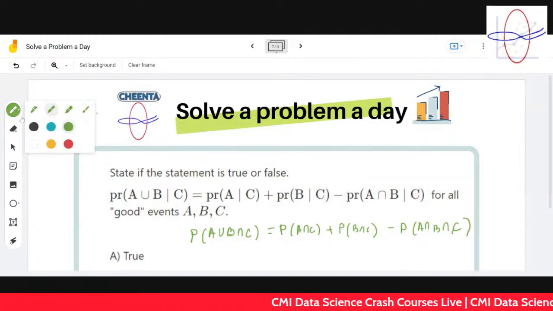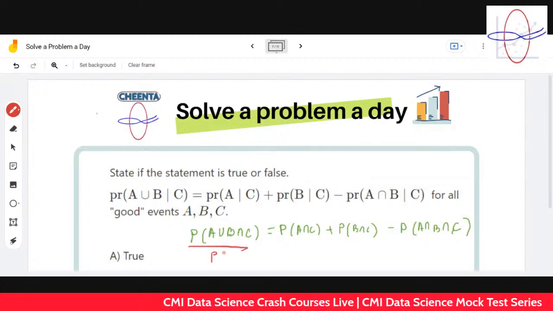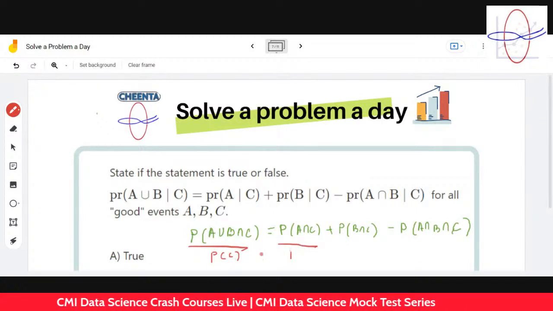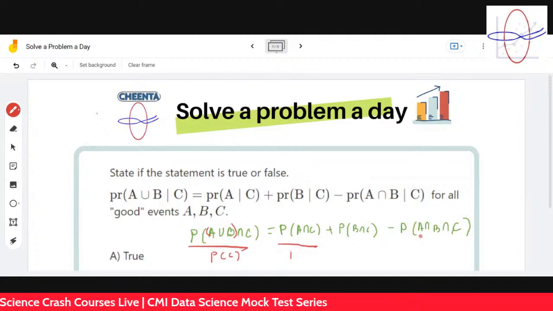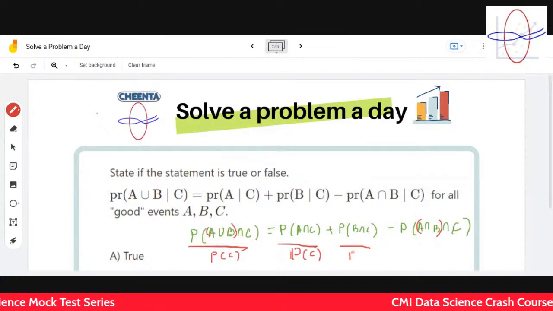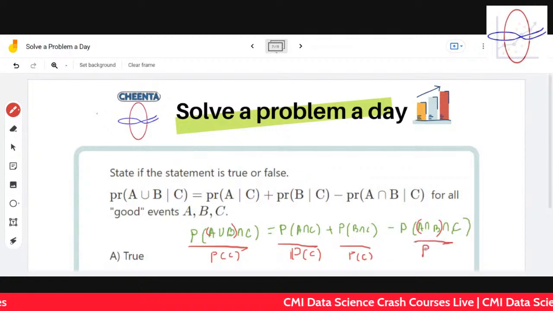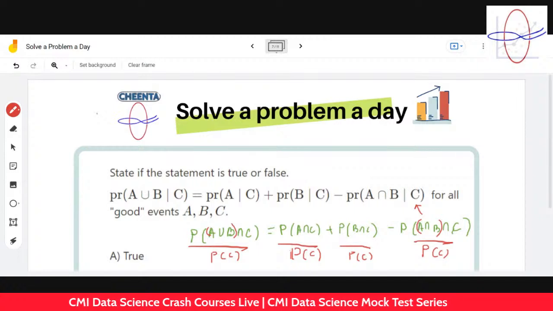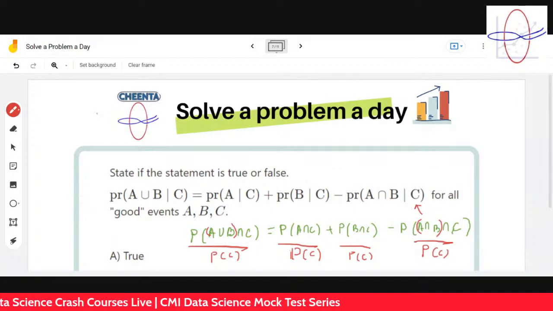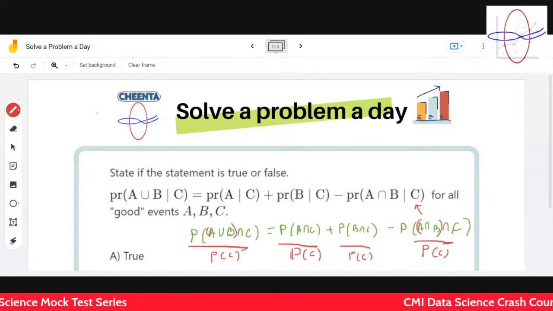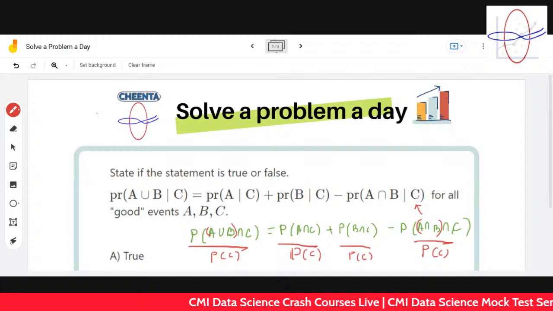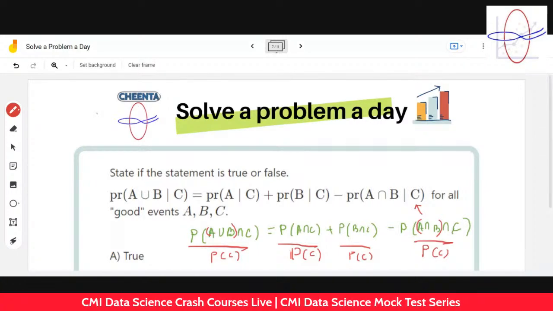Now if you divide by probability of C, what will you get? You will exactly get the above equation, by the definition of conditional probability. It's a really easy problem to work out, and it's an important idea to see how conditioning, given C, means that you're restricting the sample space to C, and the same behavior actually happens.